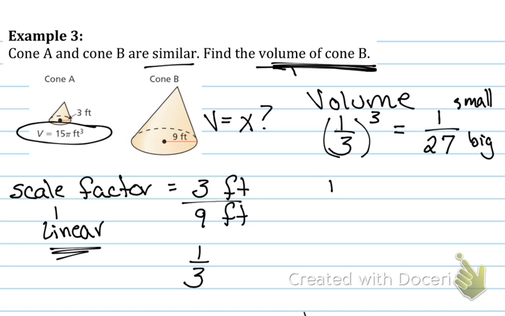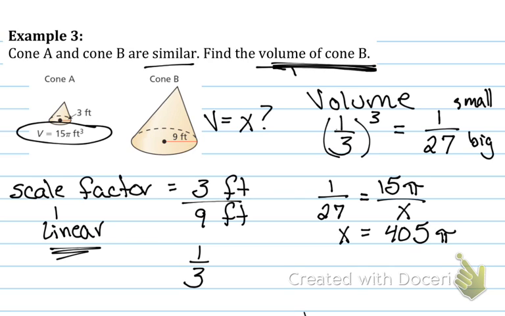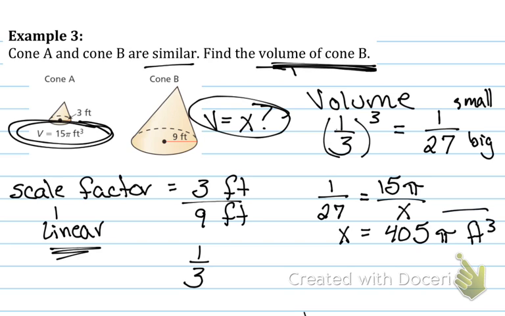Okay, so if I go small to big, it should be 1 over 27. So small is 15 pi all over x. So now I'm going to use means extremes, cross multiply. 1 times x, that's just x. I need to take 27 times 15 pi. 27 times 15 is 405. So that would be 405 pi cubic feet. I was labeling centimeters, cubic feet. And they leave this volume in terms of pi, so I should leave this one in terms of pi. So we'll leave it as 405 pi cubic feet.